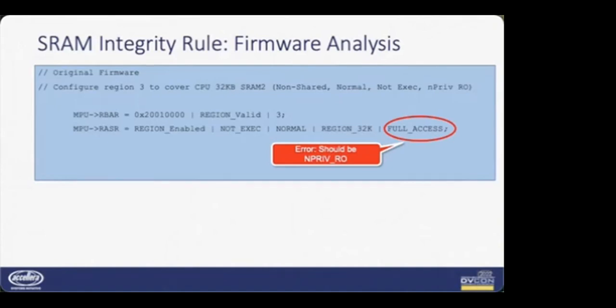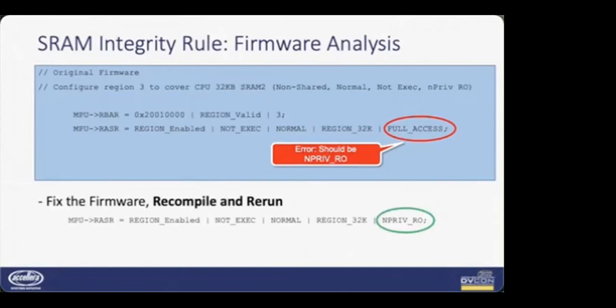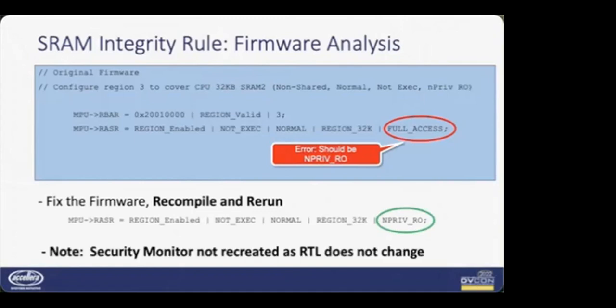This should have been programmed as read-only in non-privileged mode. So we go ahead, we fix the firmware, we recompile, and rerun our test. Note, in this case, the security monitor does not have to be recreated. All we have to do is change the firmware, the RTL is not changed, and we rerun our test to check if the fix worked for us or not.